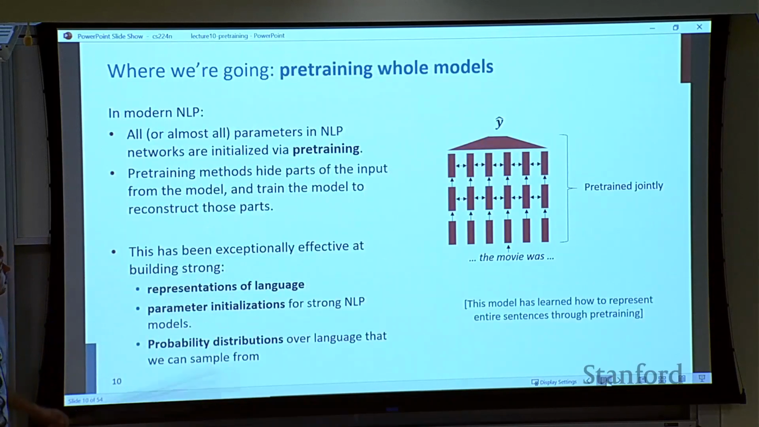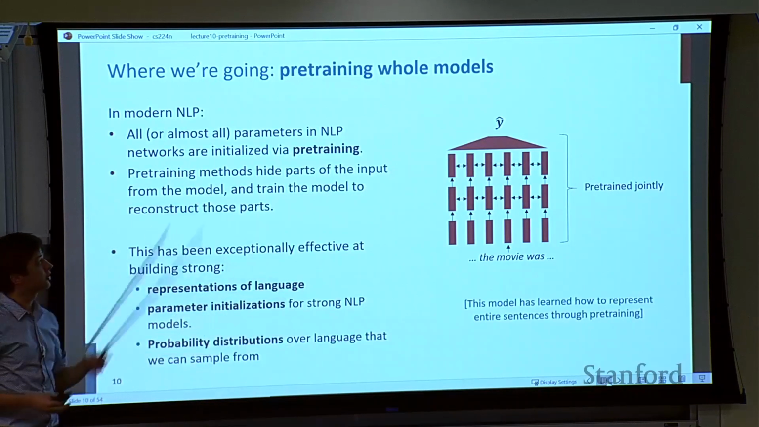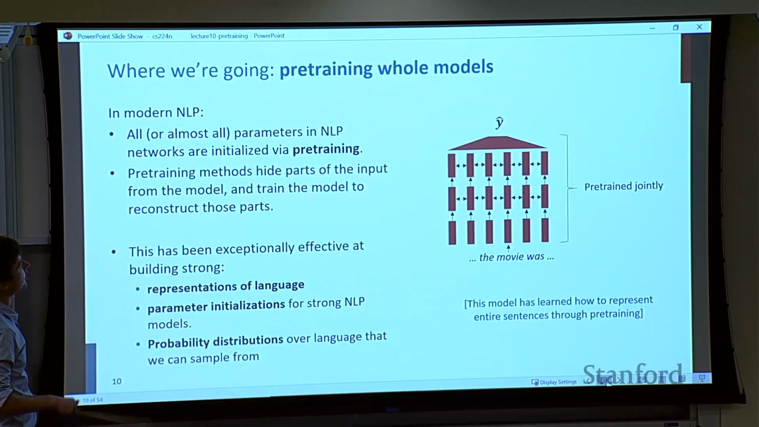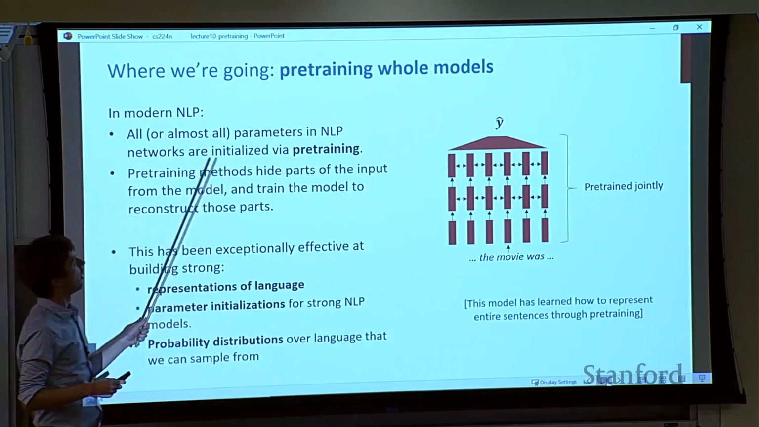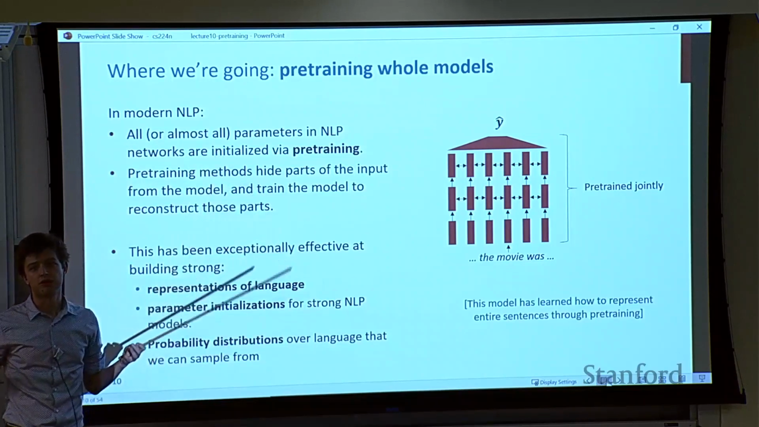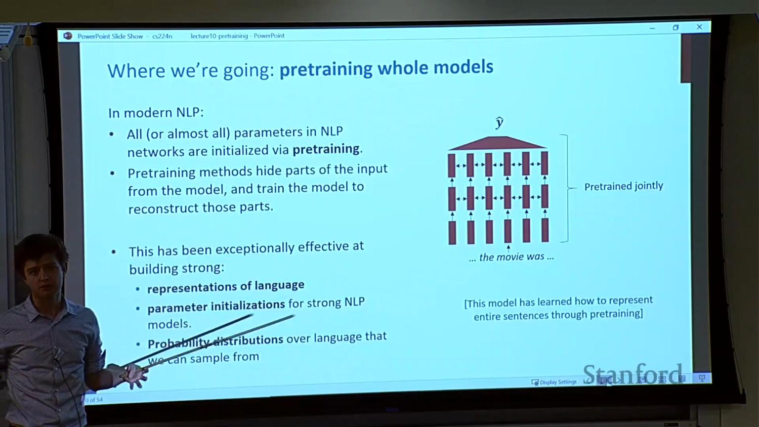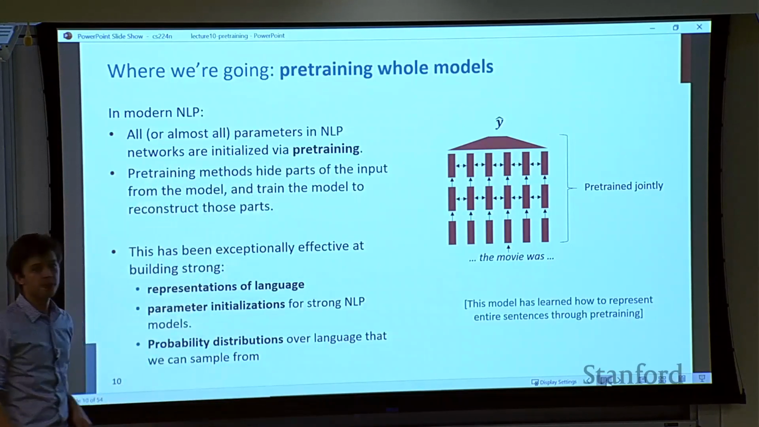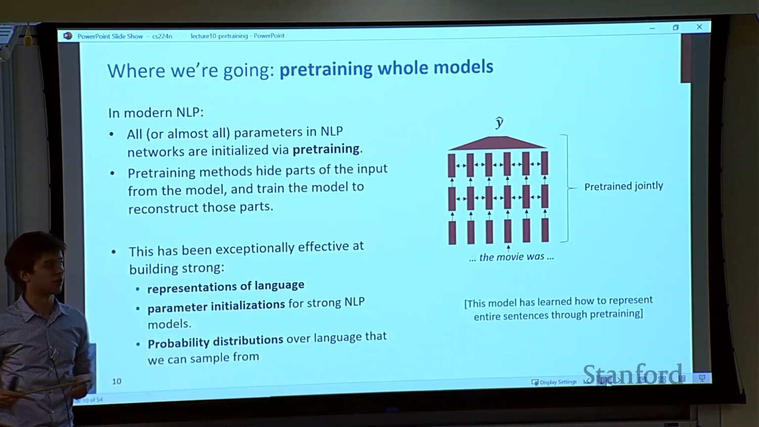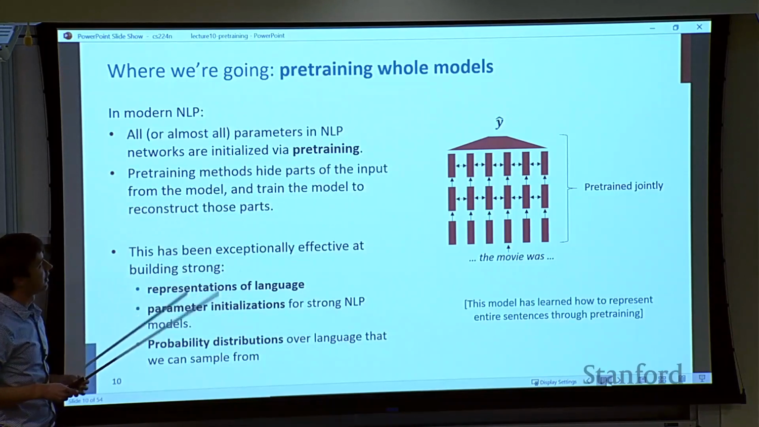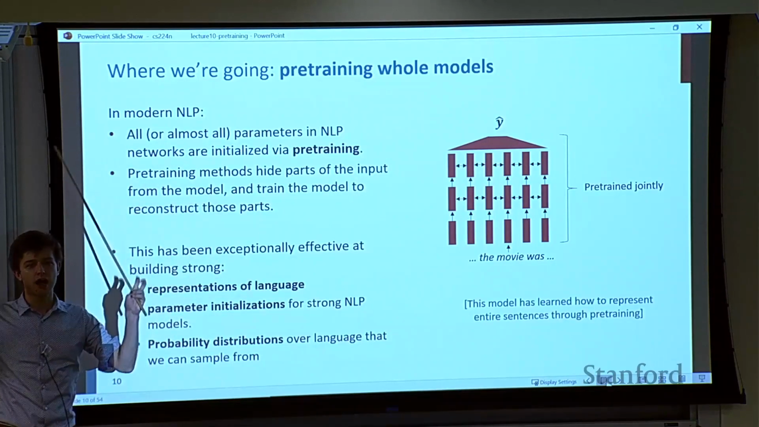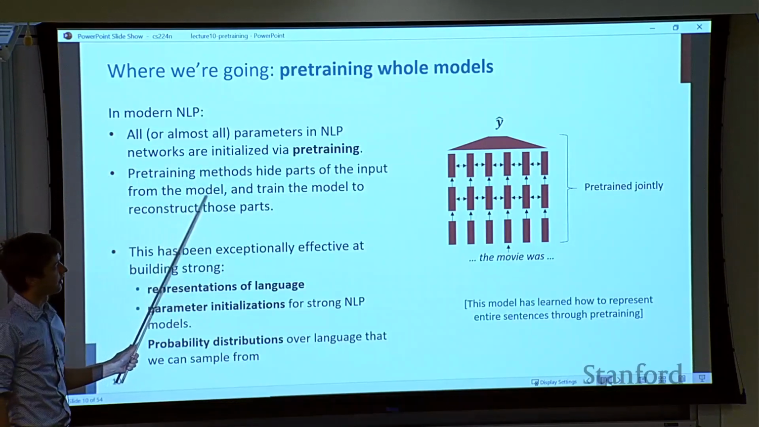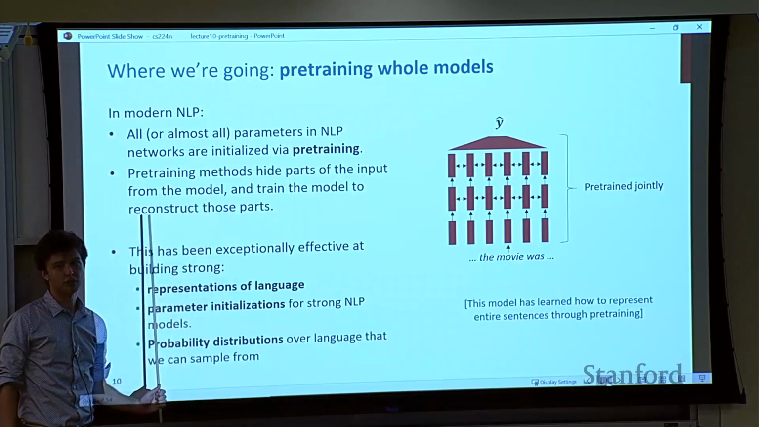Okay, so where we're going is pre-training whole models. I mean, conceptually, we're pretty close to there. So nowadays, almost all parameters in your neural network, in a lot of research settings and increasingly in industry, are initialized via pre-training, just like word2vec parameters were initialized. And pre-training methods, in general, hide parts of the input from the model itself and then train the model to reconstruct those parts.